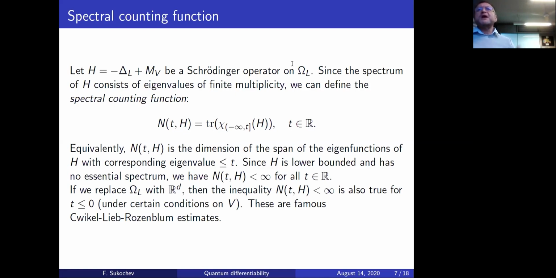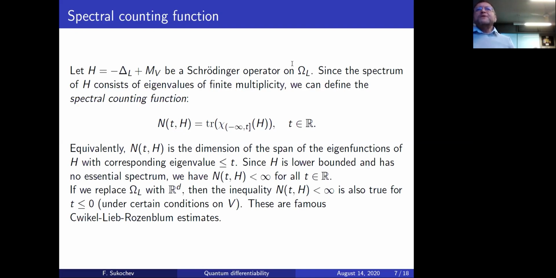So I take an arbitrary real number T, and then I count the number of eigenvalues which are less or equal than T. Equivalently, you can think that N(T, H) is the dimension of the span of eigenfunctions with the corresponding eigenvalue less or equal than T. H is lower bounded and has no essential spectrum, so I know that this spectral counting function is always finite. And so a lot of our work is done with the study of these counting functions depending on the potential V.